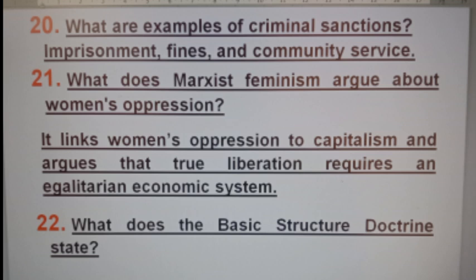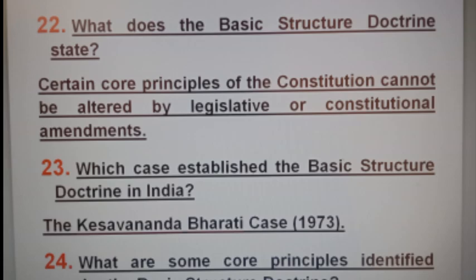What does Marxist feminism argue about women's oppression? It links women's oppression to capitalism and argues that true liberation requires an egalitarian economic system. What does the basic structure doctrine state? Certain core principles of the Constitution cannot be altered by legislative or constitutional amendments.